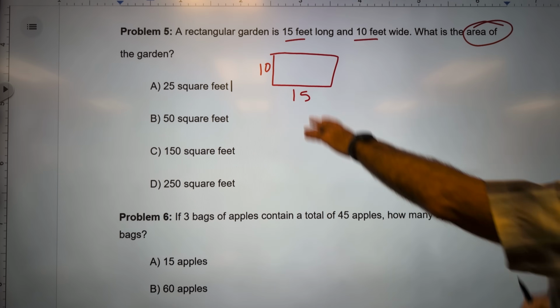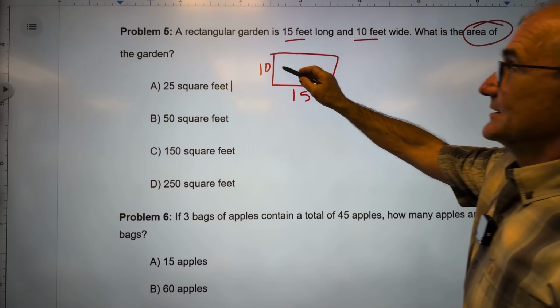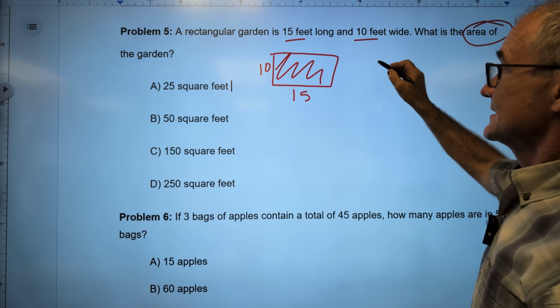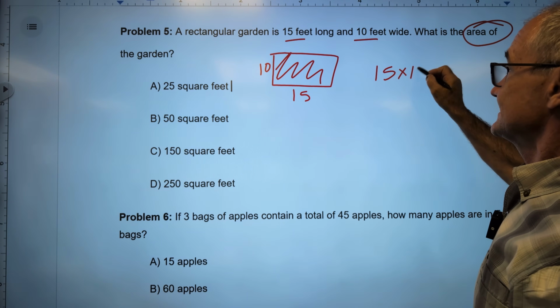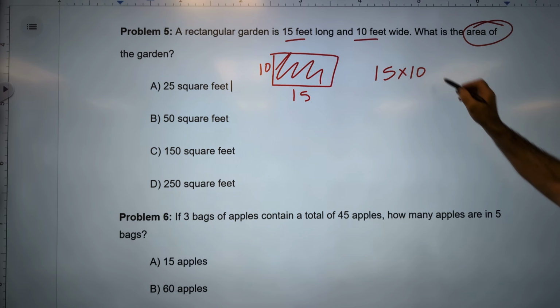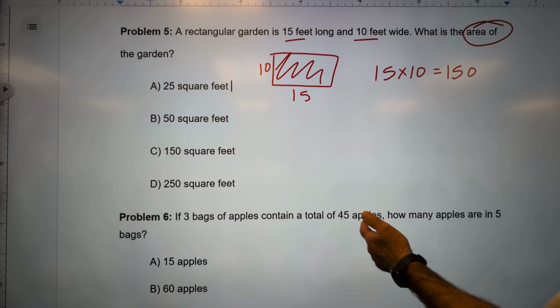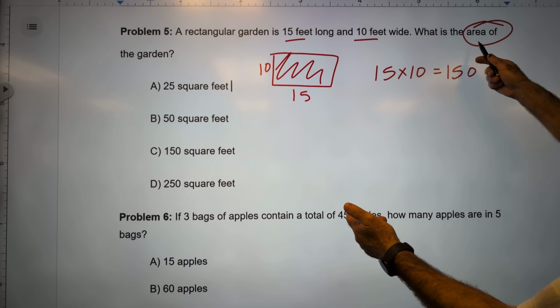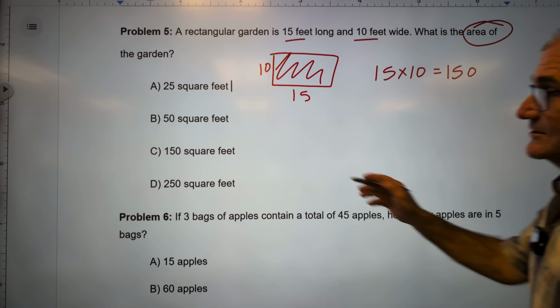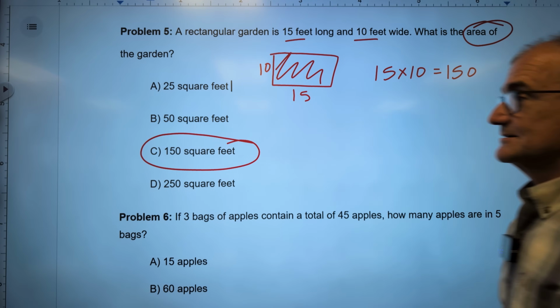From the sentence, I go to the picture. From the picture, I create an equation, base times height. I solve that equation, 150. And then finally, I make sure I am solving what they are asking me to do, the area of the garden. Correct answer, answer C.